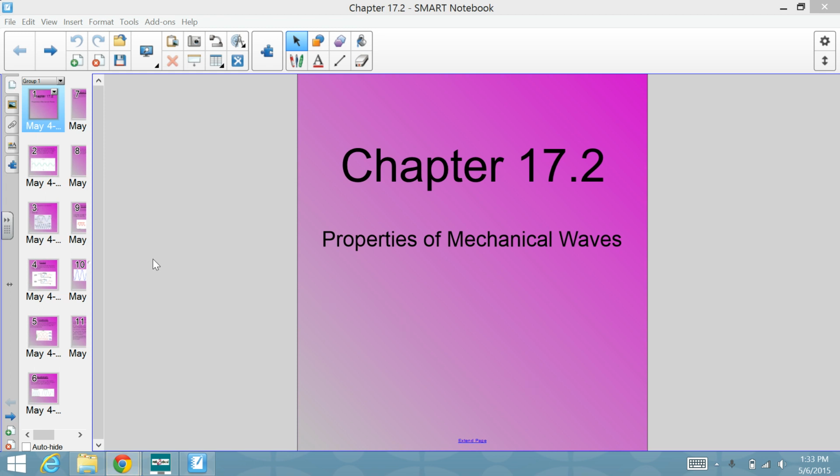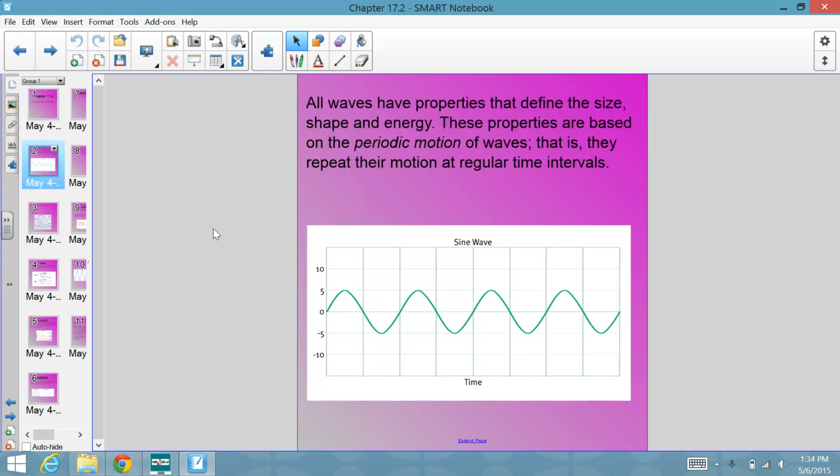Okay, so today we're going to talk about chapter 17.2, which is all about properties of mechanical waves. Last time we talked about the three types of mechanical waves, transverse, longitudinal, and surface, and today we're going to talk about properties that all of those different kinds of waves have. So all waves have properties that define their size, their shape, and the amount of energy they convey. These properties are based on the periodic motion of waves. That means that they repeat their motion at regular time intervals.